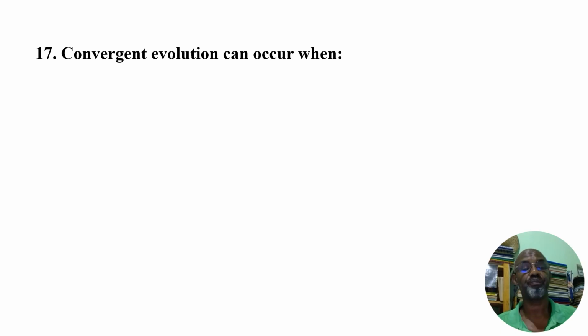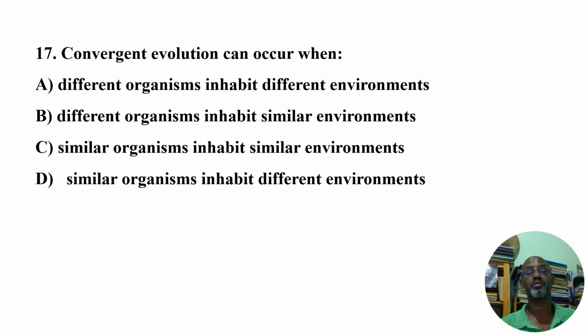Question number 17. Convergent evolution can occur when different organisms inhabit different environments, different organisms inhabit similar environments, similar organisms inhabit similar environments. Of course, convergent evolution is shown in different organisms that inhabit similar environments. The answer is B.